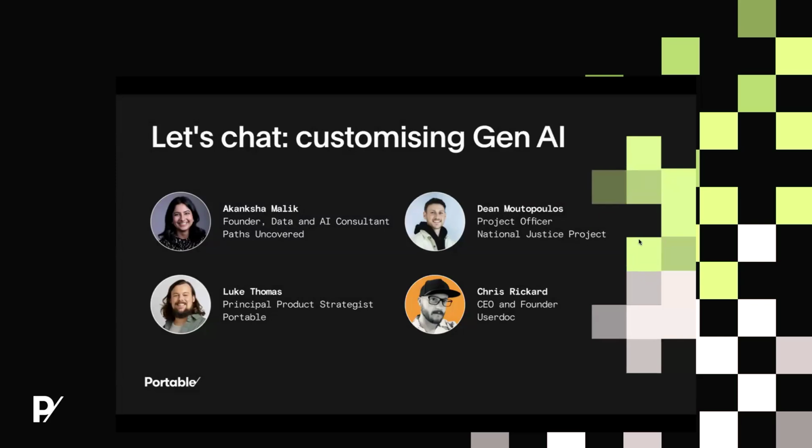You should see our panelists now in the chat and on your screen. So we have today joining us Inkanksha Malik. She's a founder of Paths Uncovered, a really excellent podcast as well that you can check out on our website. Also a data and AI consultant. We have Dean, who's a project officer at National Justice Project, and he'll be sharing some insights of working on a project where we are just now launching in the generative AI space that's going to improve access to justice. And we have Chris. He's the CEO and founder of UserDoc, a platform that he'll be talking through as well that leverages AI to help organizations and technical people build cool things. And Chris has got a long experience here at Portable as well.